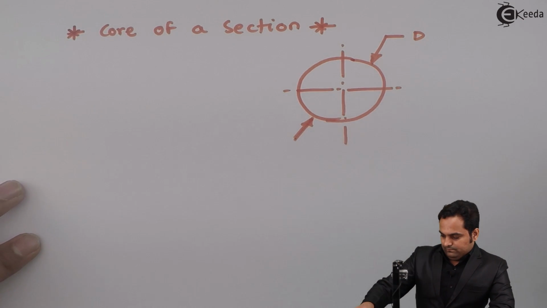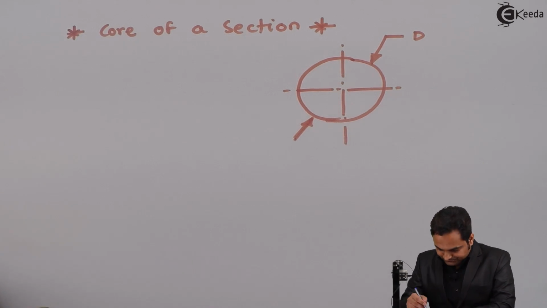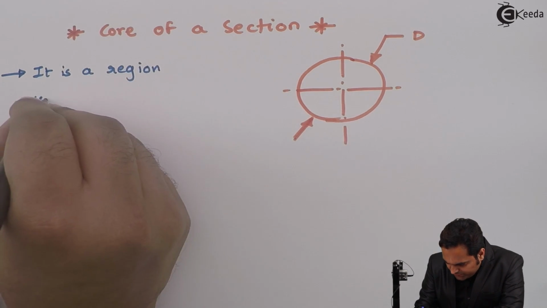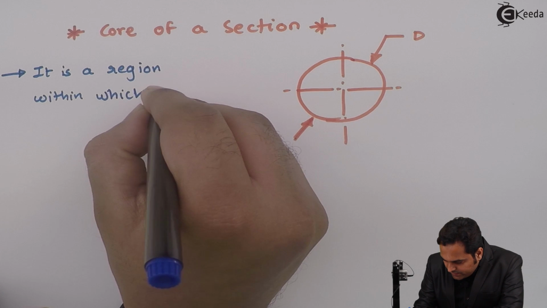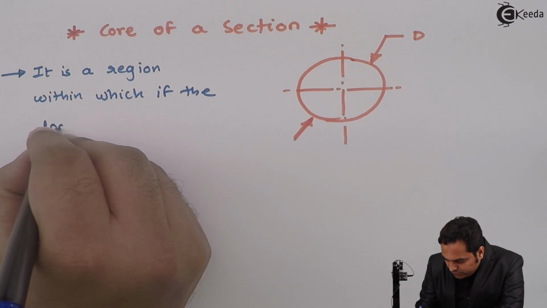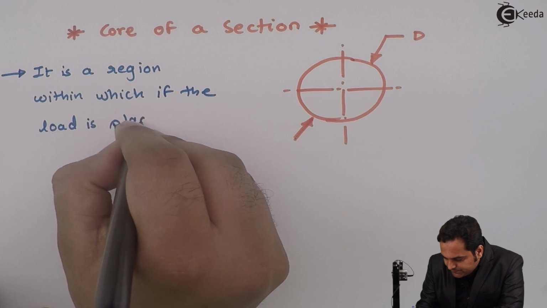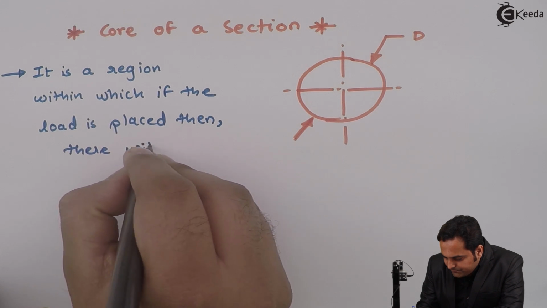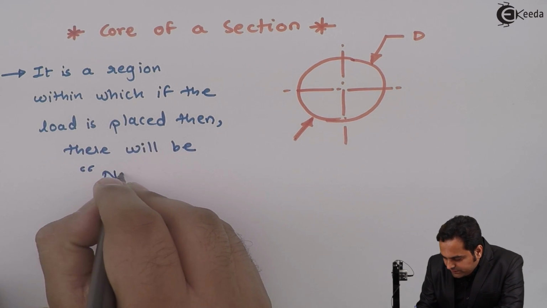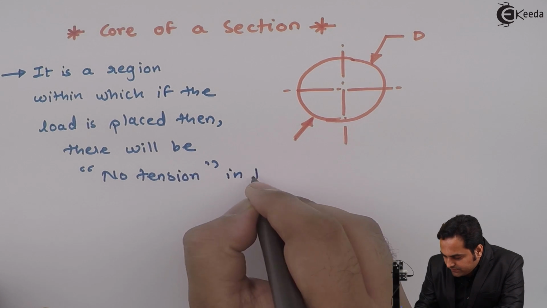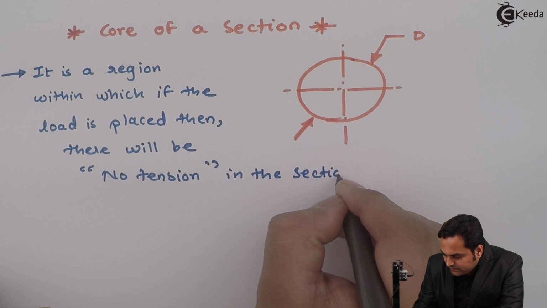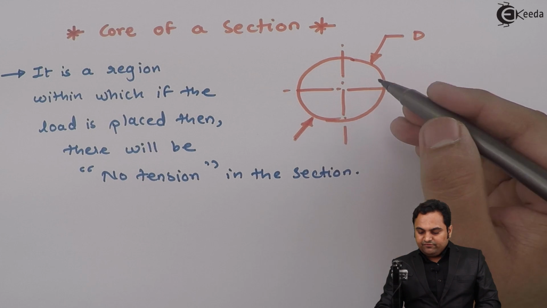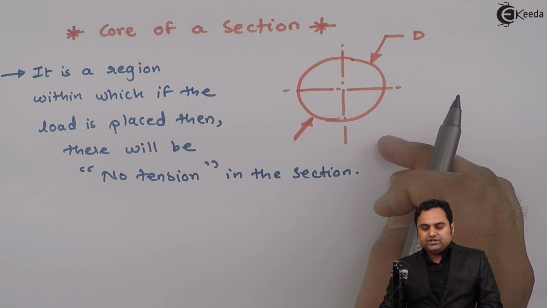Now, core of a section means it is a region within which if the load is placed, then there will be no tension in the section. That is, it will be a region or an area within which if we are placing the load, then there will be no tension in the section.